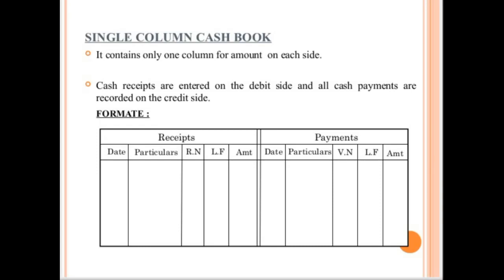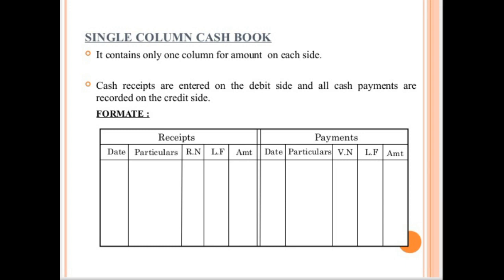In this video, we are going to learn about all the three types of cash book which we have to study. The first one, which I have told you, was the single column cash book. It contains only one column for amount on each side. That means one column on the debit side and one column on the credit side.